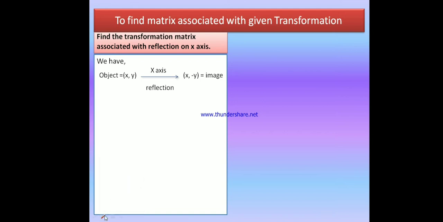Now let's start this problem. So here we'll start from the image. Let me write image. The notation used for image is capital I, so I stands for image, so I'll write I, and then I equals to, I'll write the coordinates x comma minus y in matrix form. It's the image in matrix form. Now it is a matrix, it is a column matrix.